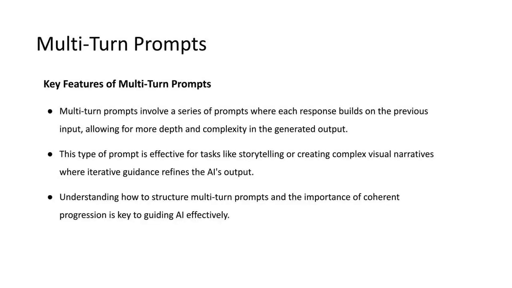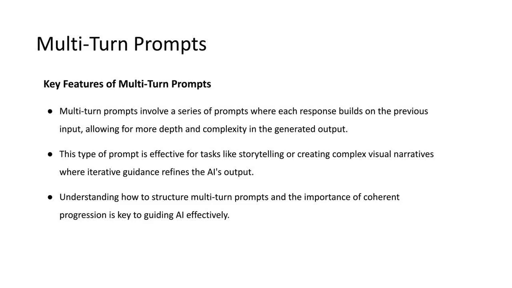The second type is multi-turn prompts. Think of it as a step-by-step collaboration with the AI, or rather an actual conversation with it. Unlike single-turn prompts that deliver all the information in one go, multi-turn prompts involve a series of prompts, each building upon the previous one, allowing for greater complexity and iteration. Imagine meticulously describing a scene in a story: the setting, the characters, the atmosphere. Each sentence adds detail and nuance.